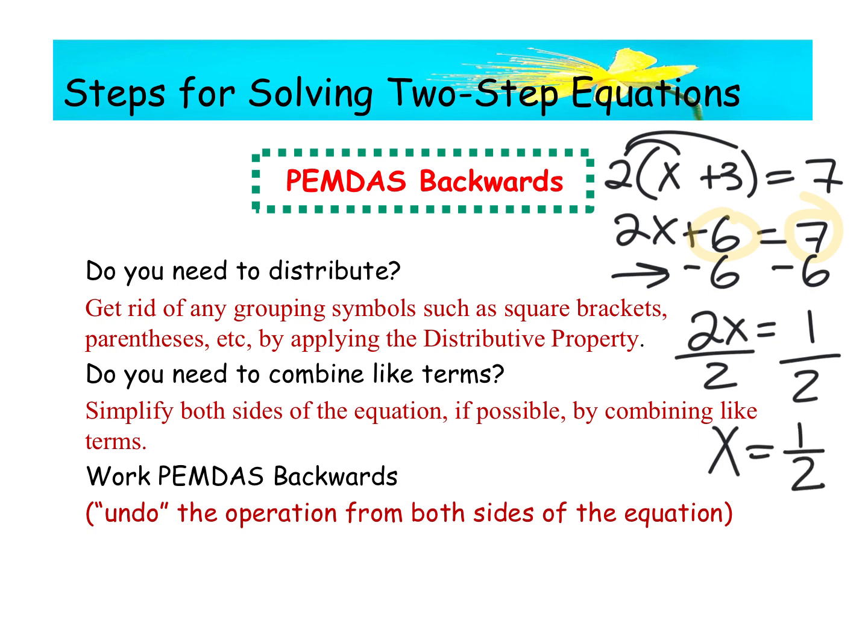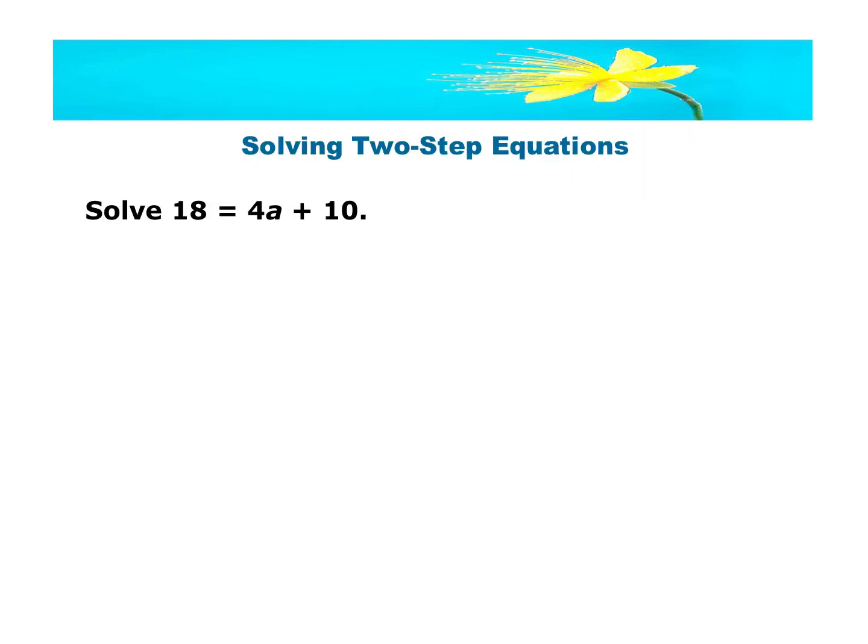So it's just working backwards, but still for solving it, you have to go in order. Just to get the variable alone is when you work it backwards. So we have to solve 18 equals 4a plus 10. The first thing I'm going to do is locate the variable I'm trying to find. In this case it is a.